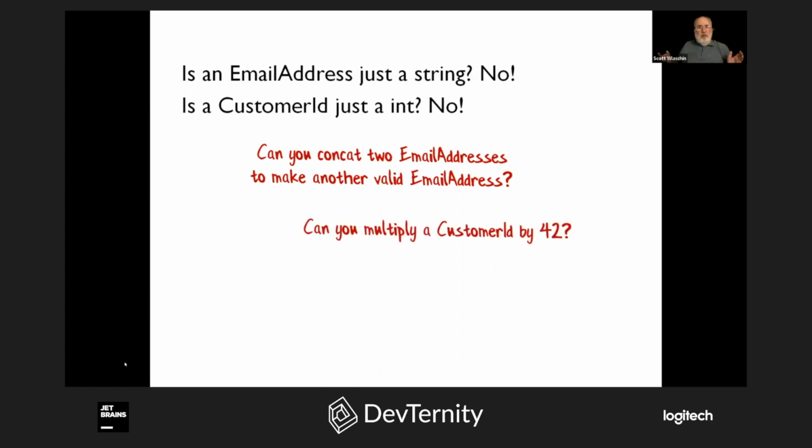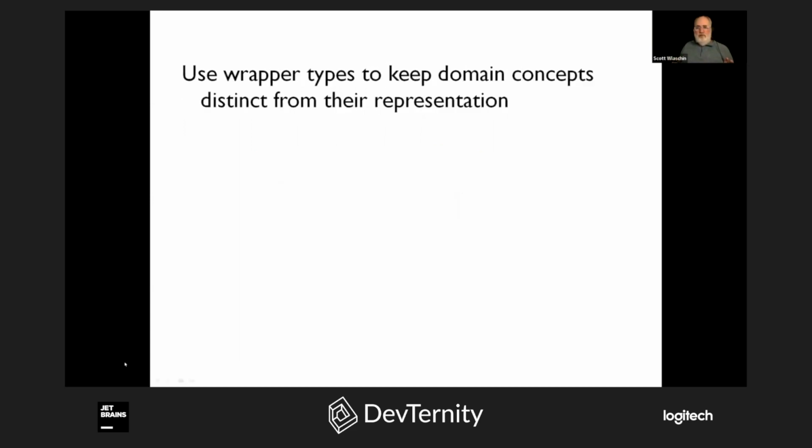A customer ID, can I multiply it by something? Can I take the square root of a customer ID? It's not a number. It's not an integer. It's represented by an integer, but it isn't in fact an integer. I can't add one to it. I can't divide it by a number. They're represented by numbers, but they are not numbers. So you do not want to mix them up with ints and strings, right?